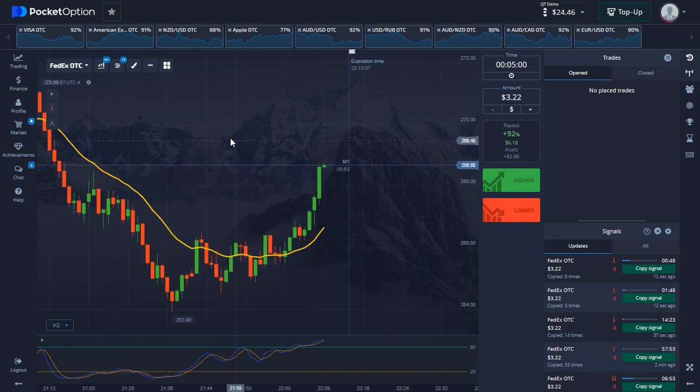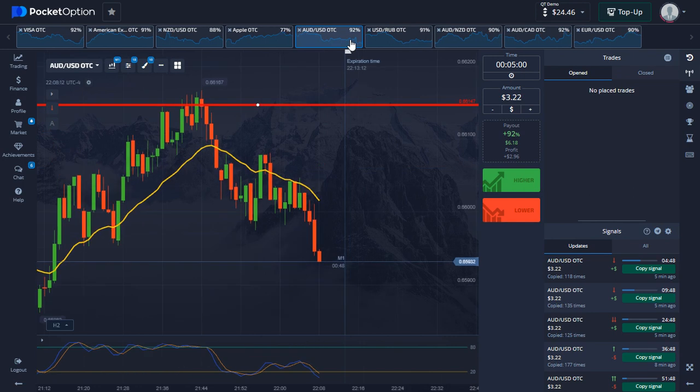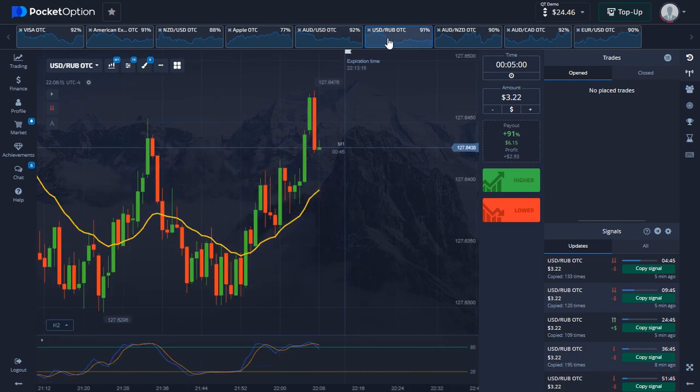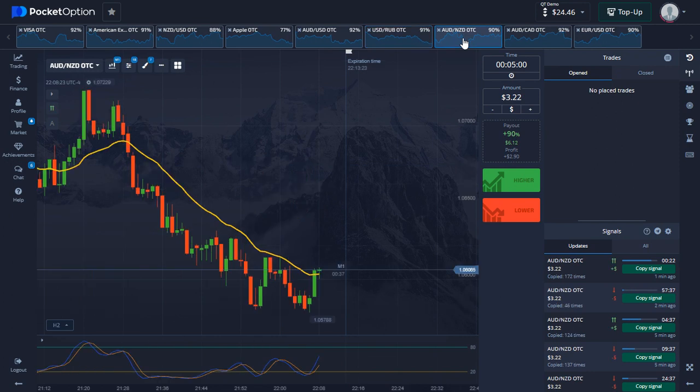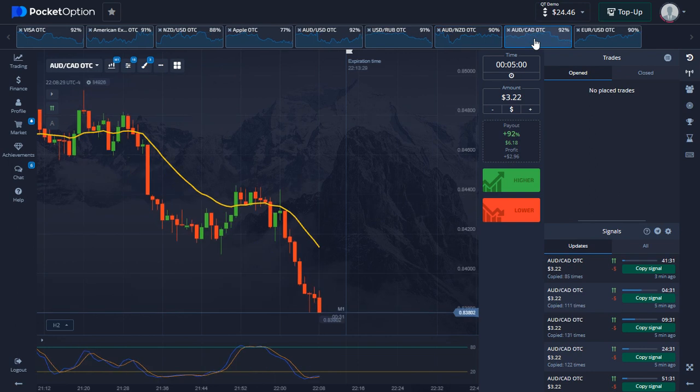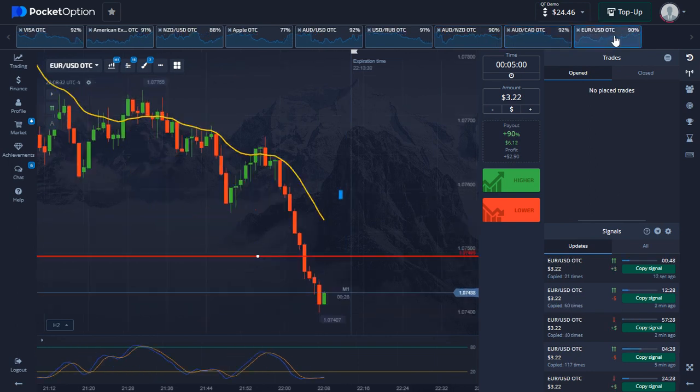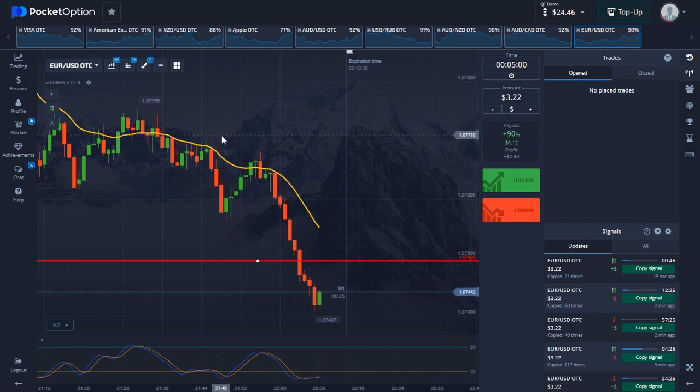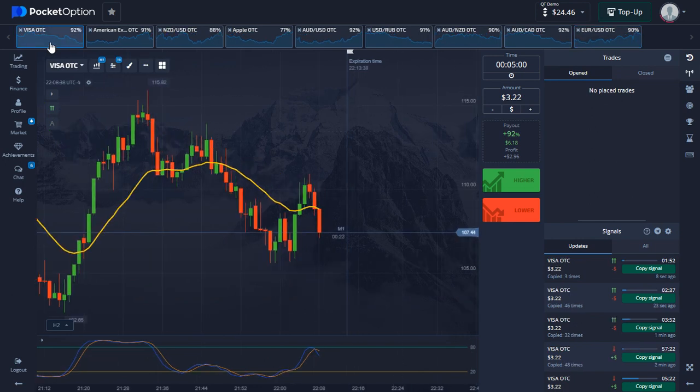Now we're going to look for an ideal situation to employ this strategy. I'm going to look around and see if I can find one. Looking around. It looks like I just missed this one. It just crossed. So again, this is an example of what not to do.